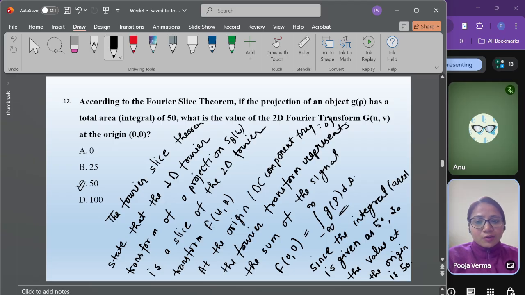So the Fourier slice theorem states that the 1D Fourier transform of a projection is a slice of the 2D Fourier transform. At the origin, as we already know from the previous one, the Fourier transform represents the sum of all the signals. So it already gives the total area of an object. Here it is 50. Since the overall integral value is 50, the value at the origin is 50 only. Okay, so option C is the correct answer for this question.